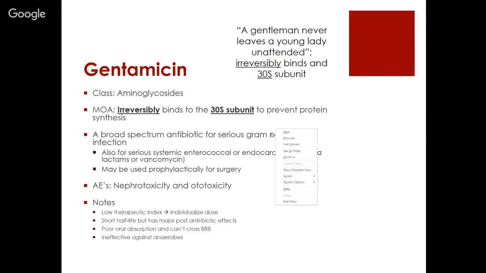The other one that is the subunit one is gentamicin. So you've got erythromycin, which is 50S reversible, chloramphenicol 50S irreversible, doxycycline reversible 30S, and then finally irreversible 30S. So there's sort of one of each. Gentamicin is the irreversible 30S subunit, and you can remember that because a gentleman never leaves his lady unattended, so irreversible and also 30S because, I don't know, creepy man with a young lady.